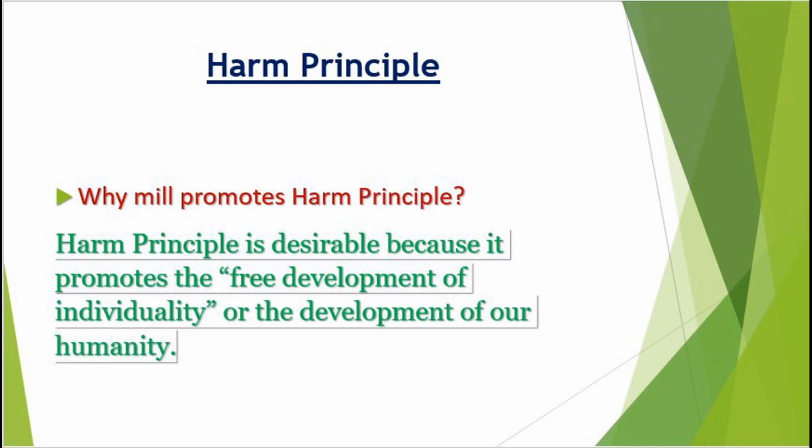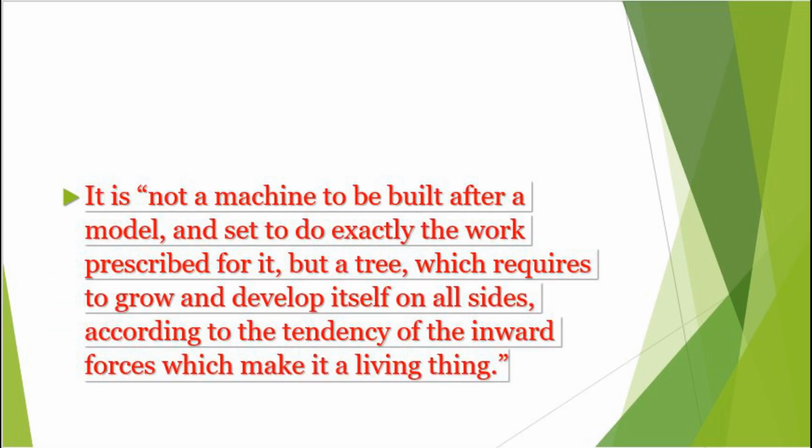according to him, human nature is not static. It is not to maintain a pattern only followed by the previous generation. Individuals are not machines, rather they are like a tree. And here, to quote Mill, it is not a machine to be built after a model and set to do exactly the work prescribed for it, but a tree which requires to grow and develop itself on all sides according to the tendency of the inward forces which make it a living thing.